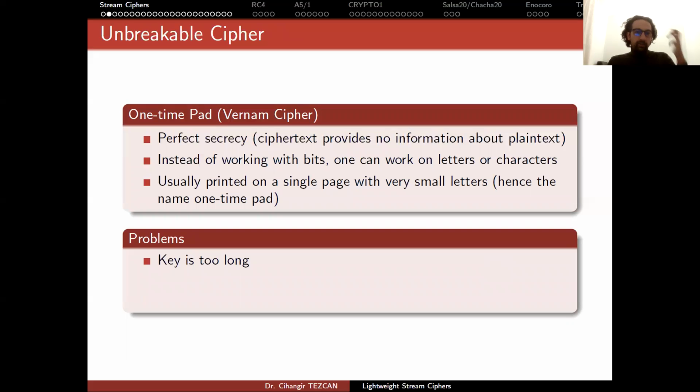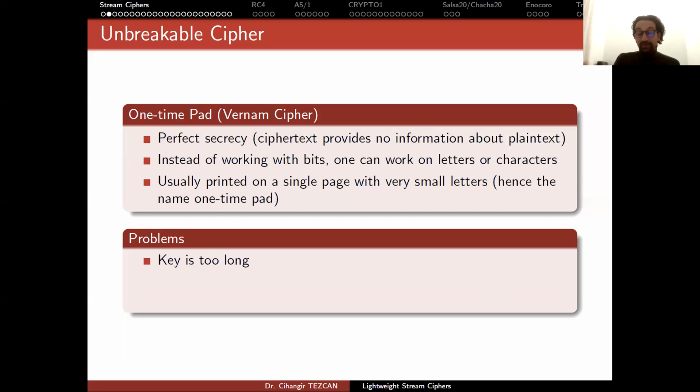And although this is unbreakable, the problem is that the key is very long. You have to generate a truly random key, which should be as long as the message you want to send, and it should be transferred to the people you want to communicate with beforehand.